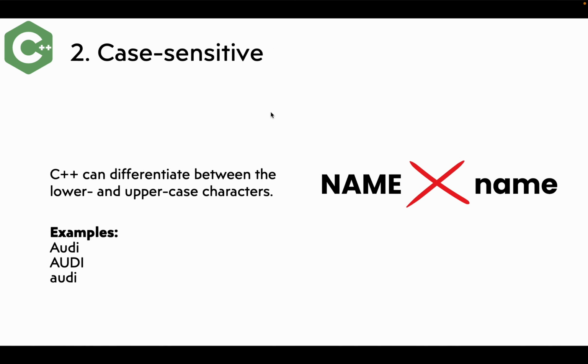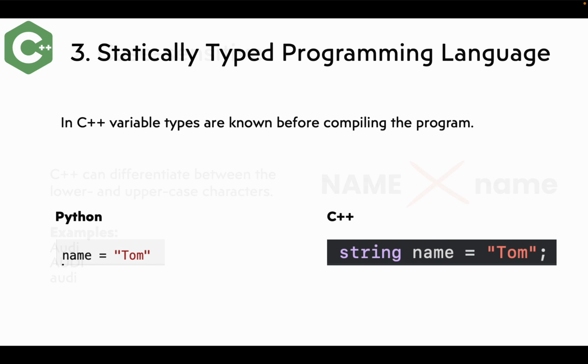Secondly, we have case sensitive. So C++ is actually a case sensitive language, which basically means that if we were to have this variable, let's say name, it is not equal to this name. They are different. This is lowercase and this is uppercase, and here we've got examples. So this Audi, and then lowercase Audi, these three words in C++ will be totally different. They are not the same, they are totally different.